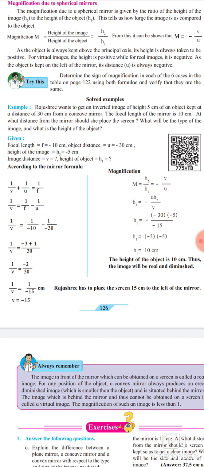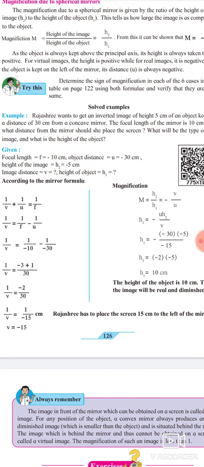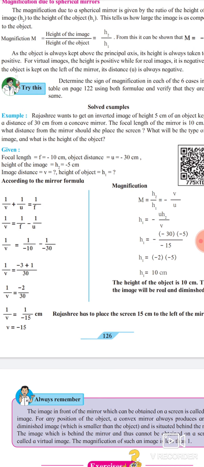Then the object distance u is equal to minus 30 cm you will take. Why do we take object distance as negative? Because it is given in your book only. See, for a virtual image the height is positive, while for real images it is negative. As the object is kept on the left of the mirror, its distance u is always negative. Means if the image is virtual, the height is positive. If the image is real, the height is negative. And the object is always kept in front of, at the left of the mirror, so u is always taken as negative.